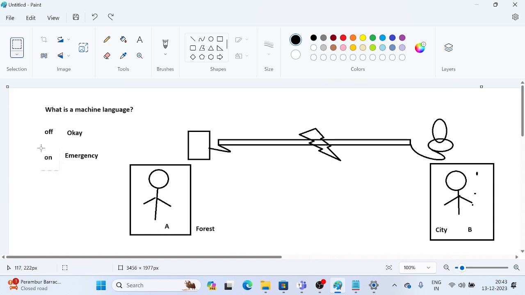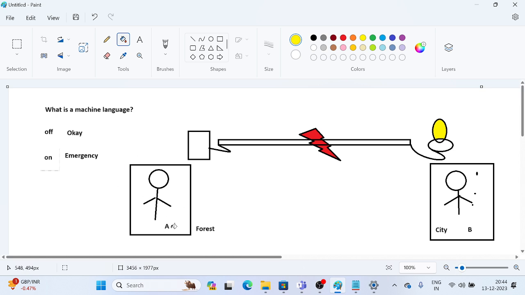Let us assume that person A is facing an emergency. The forest is being hunted by poachers. We call them hunters, right? What he does, he will turn on the switch. This is how the communication happens. The electricity will be passed. We all know this, it is a simple logic, simple understanding. Electricity will be passed, right? And the light turns on. If this person gets to see this light turned on, he understands that the forest is under attack. So he will send the help.